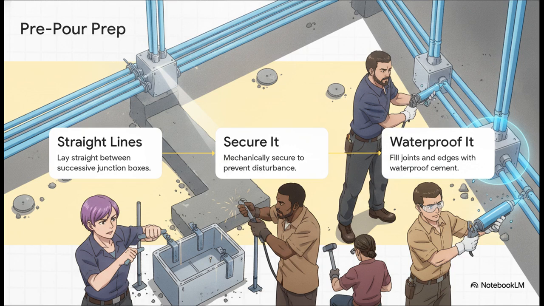Next, you have got to secure them mechanically. When they start pouring that wet concrete, it's insanely heavy and it wants to push everything around. If your pipe floats or shifts, your entire run is completely ruined. Finally, and this is an absolutely critical one, you must use waterproof cement on all joints along the edges, the couplings, the junction boxes, and those cover rings. Wet concrete is basically just water and aggregate. If that soup seeps into your raceway joints, you're going to have a solid rock blocking your wire pull later. And trust me, nobody wants to deal with that.